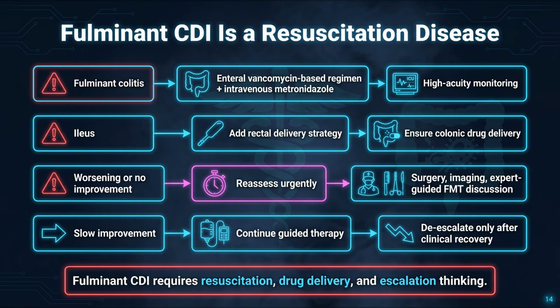Fulminant disease is treated differently from non-fulminant disease. The regimen is vancomycin-based through the gut, with intravenous metronidazole as the systemic adjunct, and rectal delivery is considered when ileus limits drug delivery to the colon. These patients need high-acuity monitoring and early surgical involvement. In selected patients, diverting loop ileostomy with colonic vancomycin lavage has been described as an alternative to subtotal colectomy, but that decision belongs in an early multidisciplinary discussion.